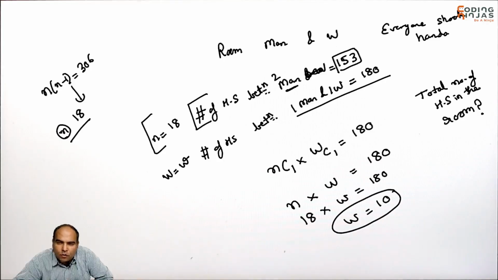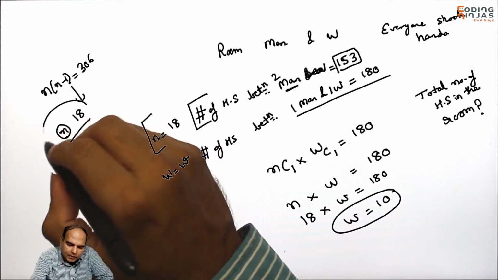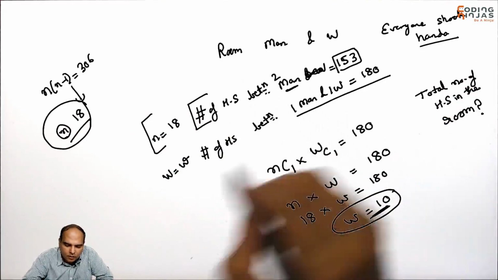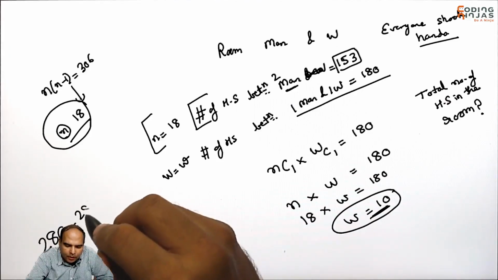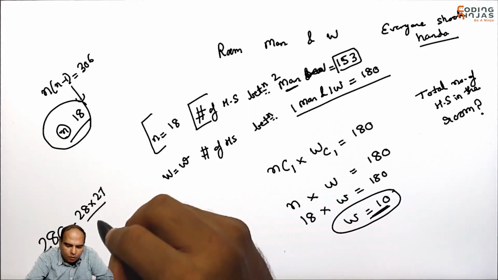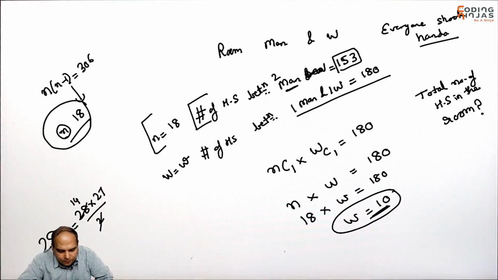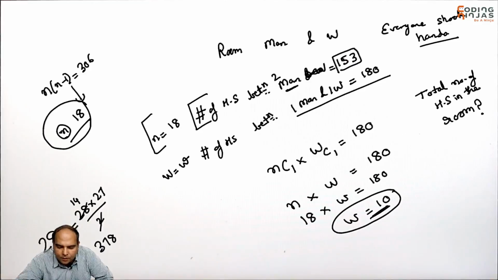From this point you can solve the question in two ways. You can either realize that now there are 18 men and 10 women in the room, and if everybody shakes hands with each other, the number of handshakes overall will be 28C2, which would be 28 into 27 upon 2, which is 14 into 27. 27 tens are 270 and 27 fours are 108, so this value will be 378. This is one way you could do this.